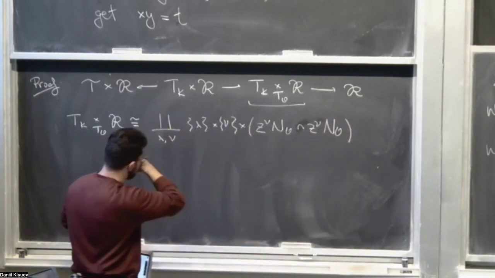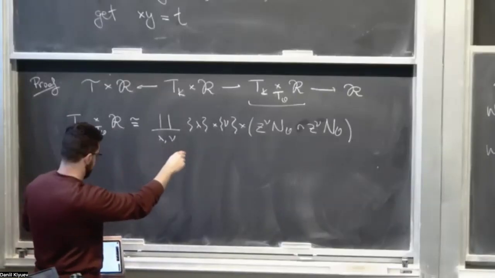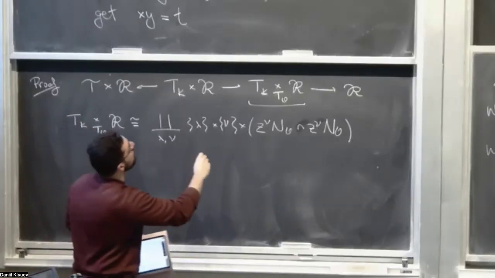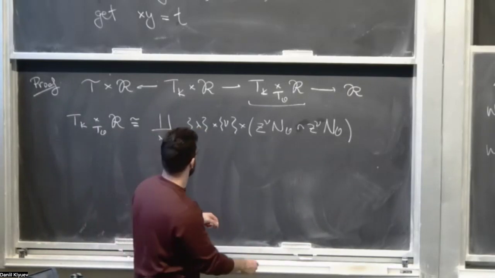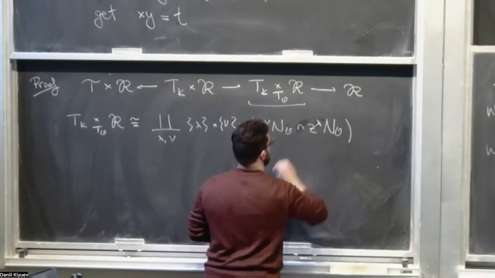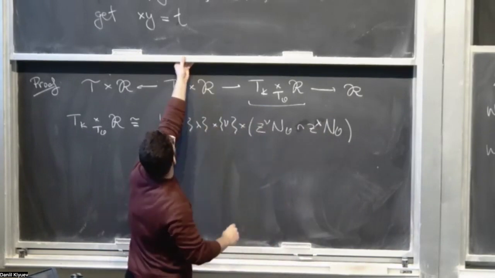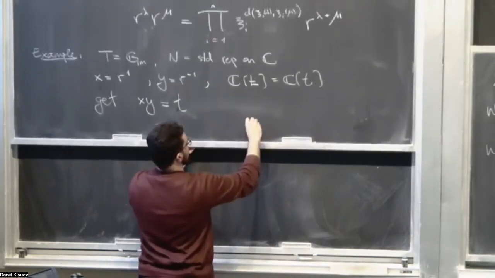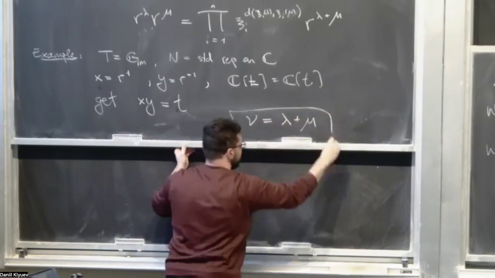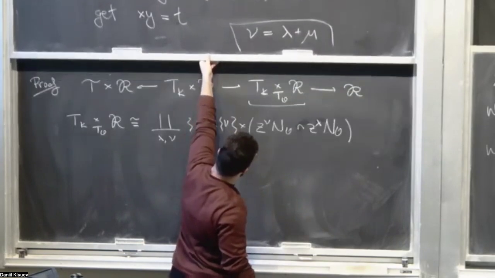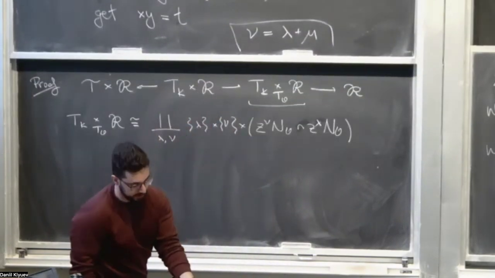Oh, this confused me when I was reading it. You should think of mu as lambda plus mu. This formula.